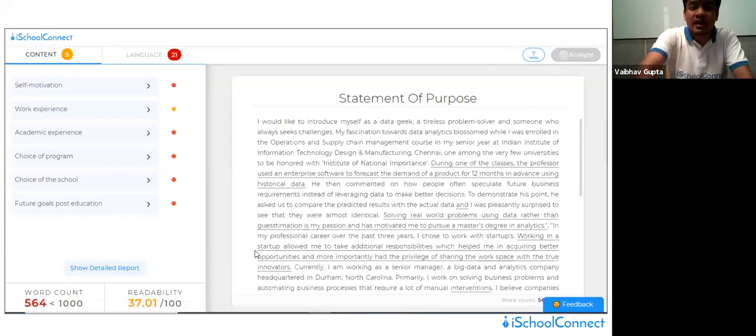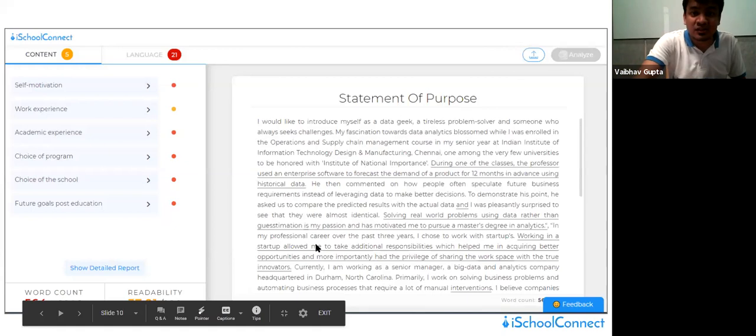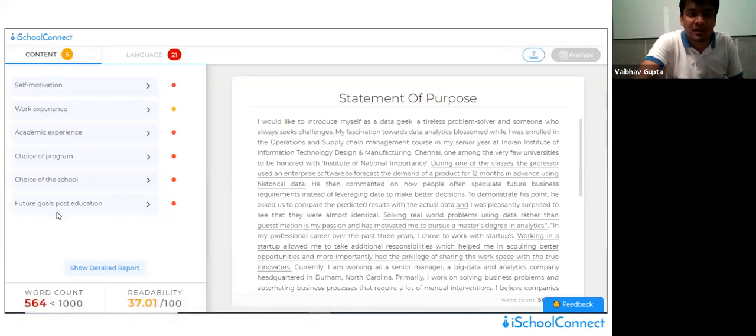The tool analyzes your SOP on all these important parameters and tells you whether you have written about self-motivation. If you have, what proportion have you written about your self-motivation? Have you written about your work experience? Your academic experience? Your choice of program? Why I want to do this program? Choice of school, why I selected this school? What are your future goals post-education? All this gets analyzed in real time and feedback is given to you.